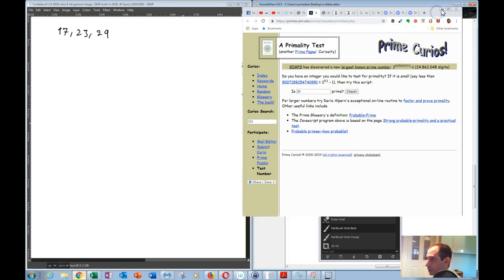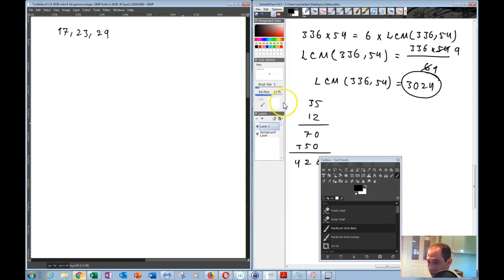Okay, so in such cases, basically what happens is that the LCM and HCF is going to be, so you know that 17 is the same thing as 1 times 17, and 29 is the same thing as 1 times 29, and 23 is the same thing as 1 times 23.